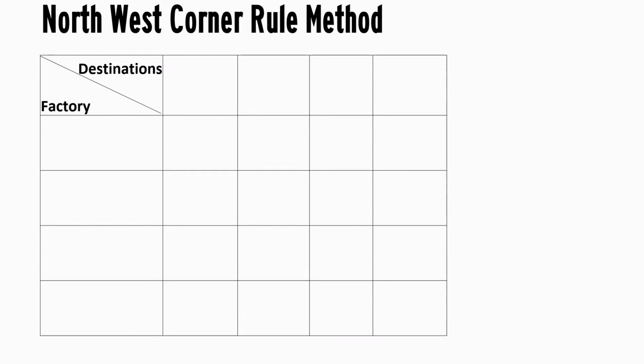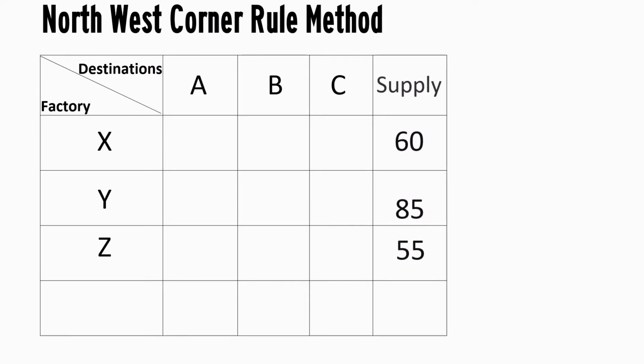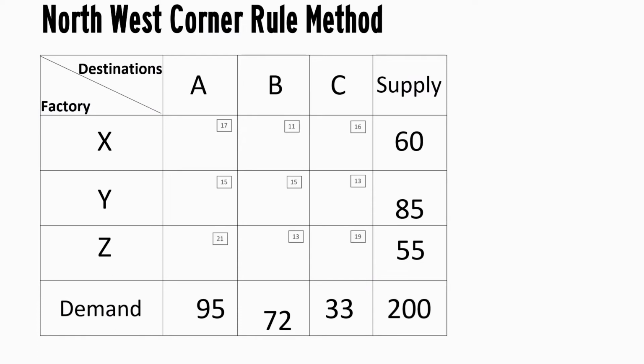By using the Northwest Corner Rule method model, first, we construct a matrix and set up the row as supply and the column as demand. Each row shows unit supply from each factory and each column will show the unit demand from each destination. As you can see here, the total supply is equal to total demand, for example, 200 units.